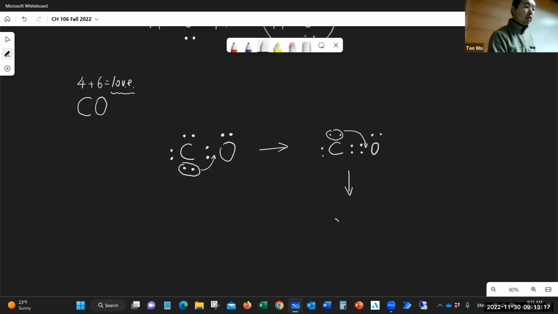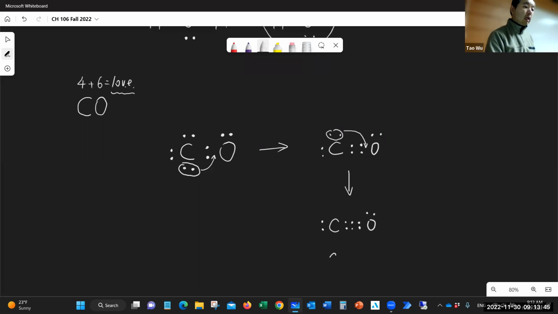Then you will see this one has 3 pairs of electrons shared. And this has 2 dots over here and 2 dots over here. So in this case, you will see the carbon has 8 electrons and oxygen also has 8 electrons. So in this case, this is good. Then you're going to get rid of those 3 shared electrons.